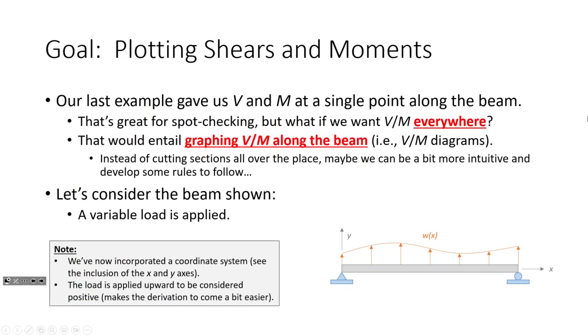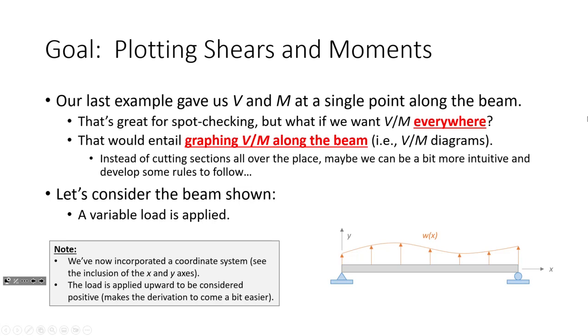Okay. Now, what we just did, and I'm going to give you a homework problem just on this, it's going to be really easy, was determine the internal shears and moments at a single point. Like cut a section, get the internal shears and moments right here, just at this random point. That's great for spot checking, but I want the internal shears and moments everywhere along the entire beam, like what I had in the initial slide.